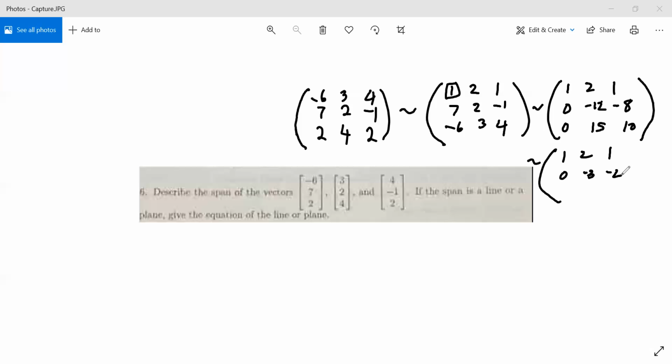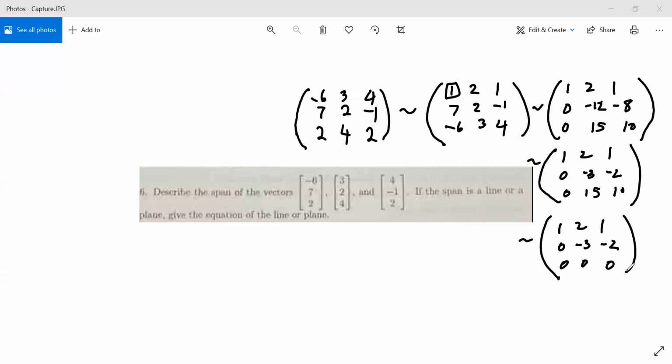And this is -2. Let's keep this the same way because I can just multiply by 10, right? So multiply the second row by 5 and add it to the last row. This is the same, and this will all be 0, right? And now I can just scale the middle one. I can just divide it by -3, so 1, 2, 1, 0, 1, and this will be just 2/3, 0, 0, 0.